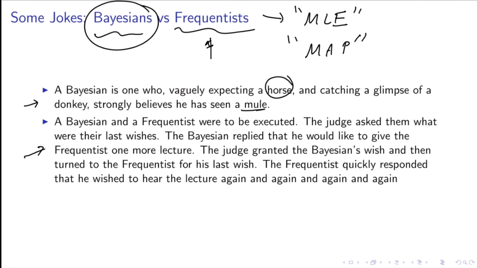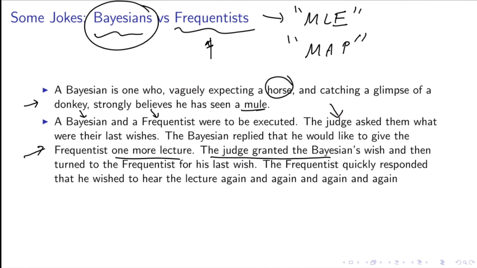The second joke is also interesting. Imagine that you're watching Game of Thrones or The Tudors on Netflix, and there was a Bayesian and a frequentist, and both of them were to be executed. There was a judge in the room, and the judge asked each one of them what their last wishes were. What did the Bayesian say? The Bayesian said that his prior is strong, so he wants to give the frequentist one more lecture. The judge granted the Bayesian's wish.